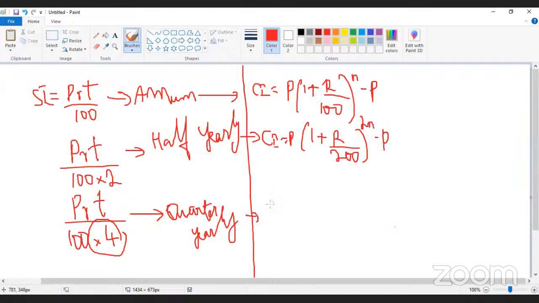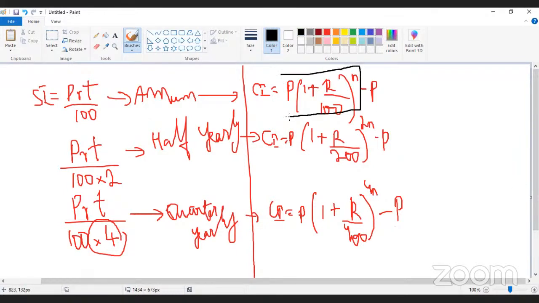Next, based on quarterly, compound interest is equal to P into 1 plus R by 400 to the whole power 4n minus P. Okay, so this is based on half yearly, quarterly, and the first one based on annually of compound interest. If I don't do the minus P, then that is called maturity. I'm drawing a black box. This black box means maturity.